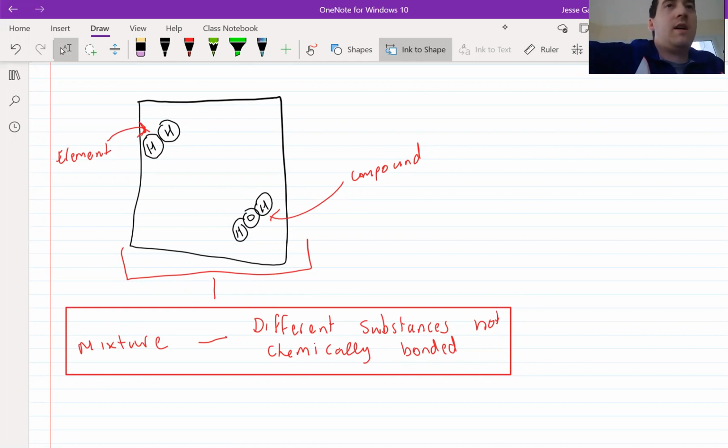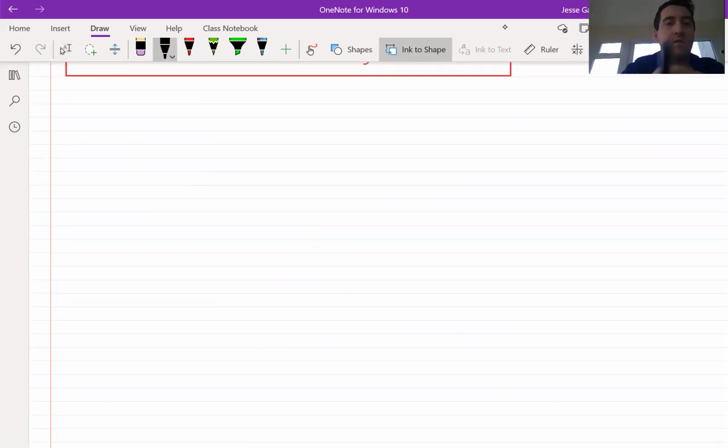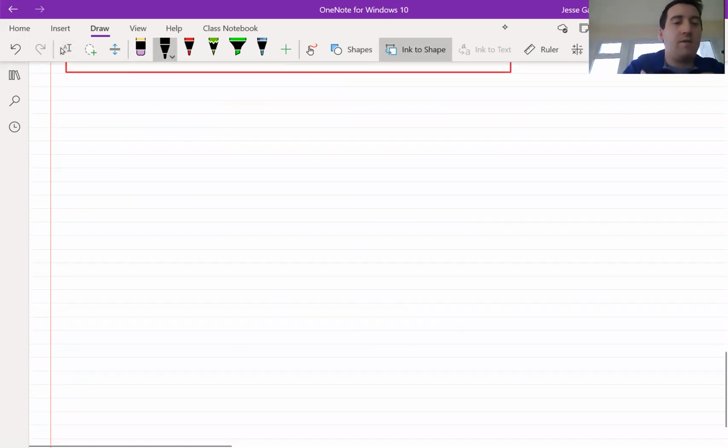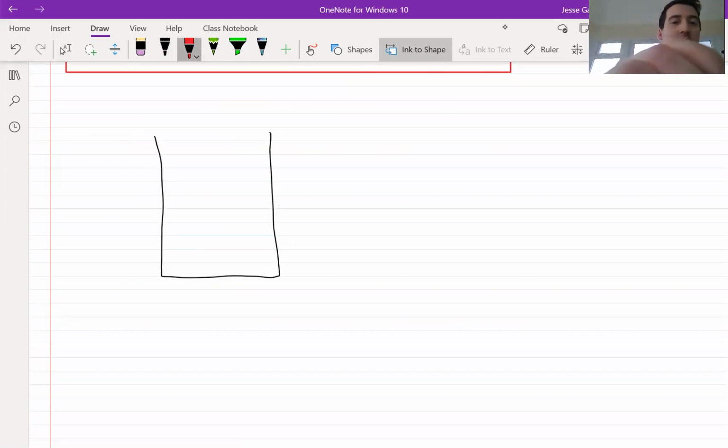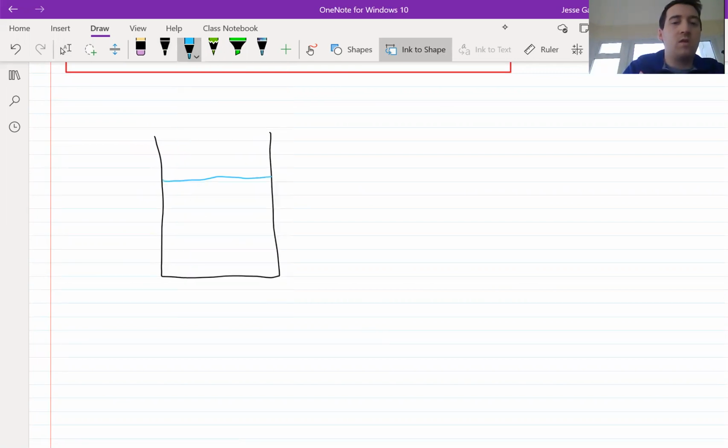Let's look at another example. Okay, so say we have a beaker. So this is a beaker, and in the beaker, we've got some water. Water is a compound, which we've seen already. We've got water, and it's a compound.